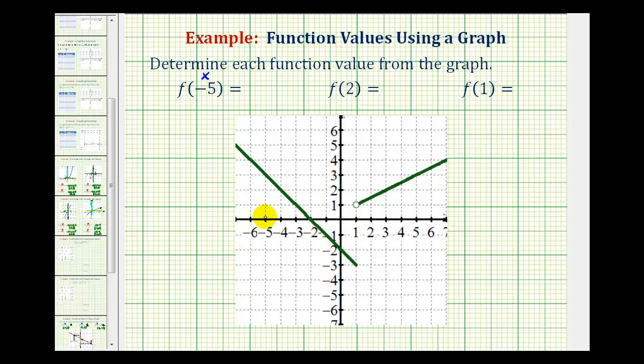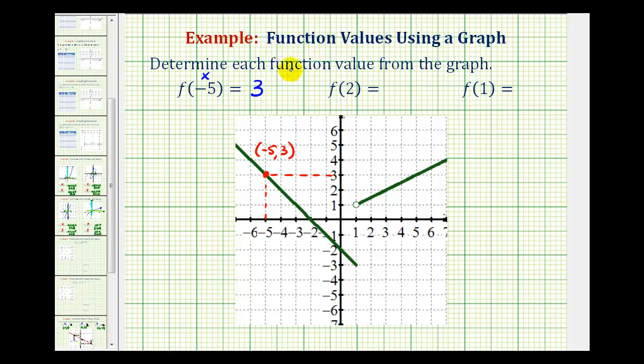here, and then locate the point on the function when x is equal to negative 5, which would be this point here. And this point would have a y value or a y coordinate of positive 3, which would be our function value. This point has the coordinates negative 5, 3, so f of negative 5 is equal to positive 3.